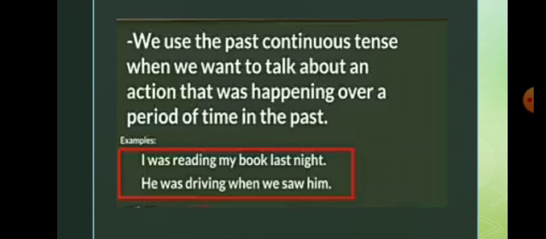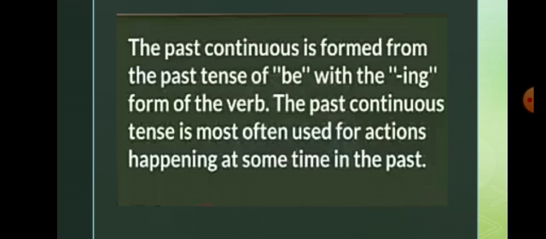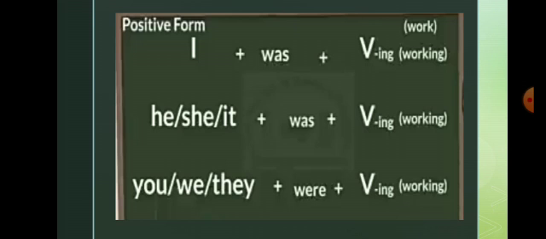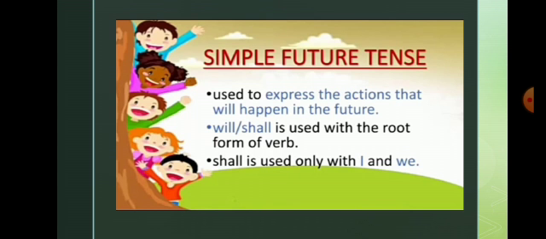Yes. We use the past continuous tense when we want to talk about an action that was happening over a period of time in the past. That thing which was happening in the past, we call it the past continuous tense. That is was plus verb plus ing and were plus verb plus ing. I have given the formula here. I plus was plus verb plus ing. He, she, it plus was plus verb plus ing. We, you, they plus were plus verb plus ing. This is the past continuous tense and past tense.